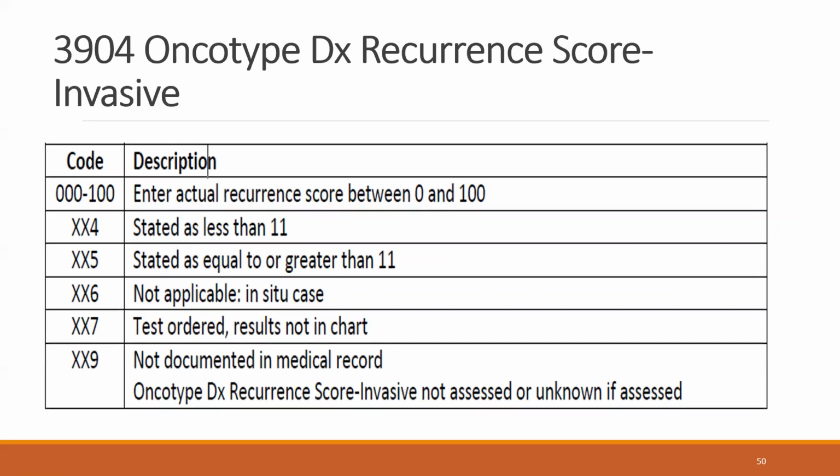And so here are the scores that you're looking for the invasive. I wanted to get to the XX4 and XX5. If you have less than or greater than 11, you can still code this if you don't have an actual score. Also note, if you're coding an in situ case, this field does not apply. You would put XX6 here because you have an in situ case and you're going to code it in the in situ fields.